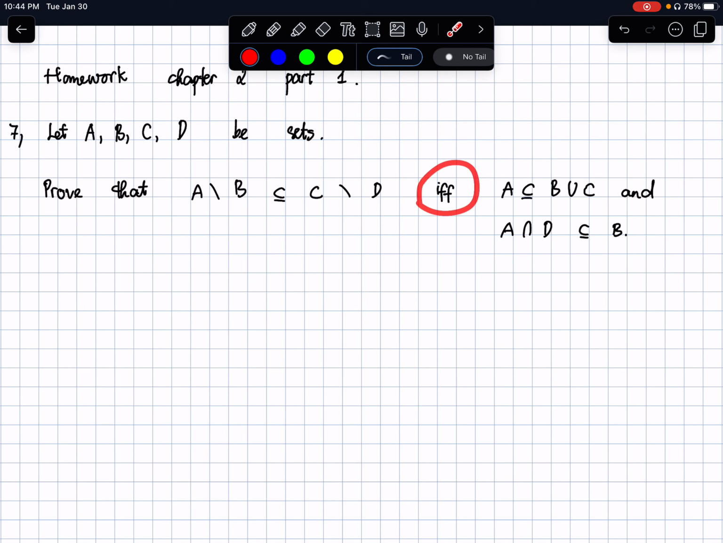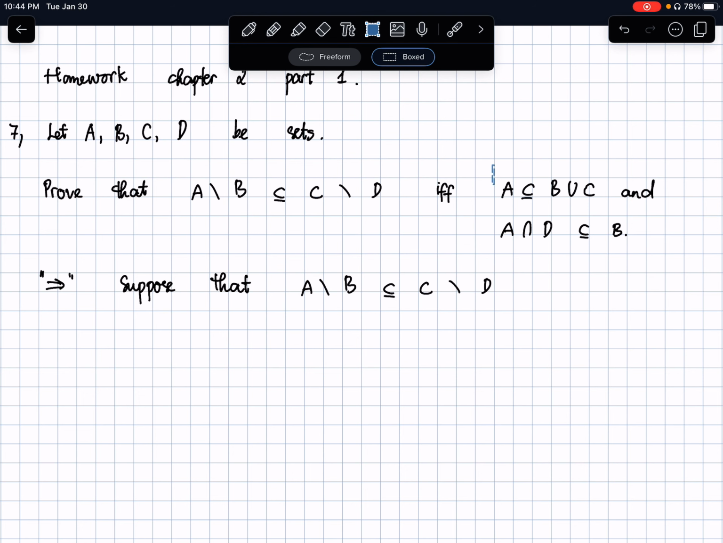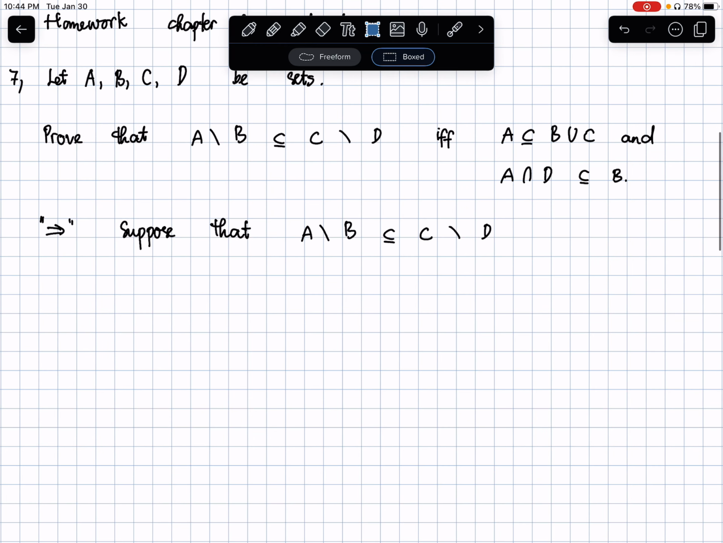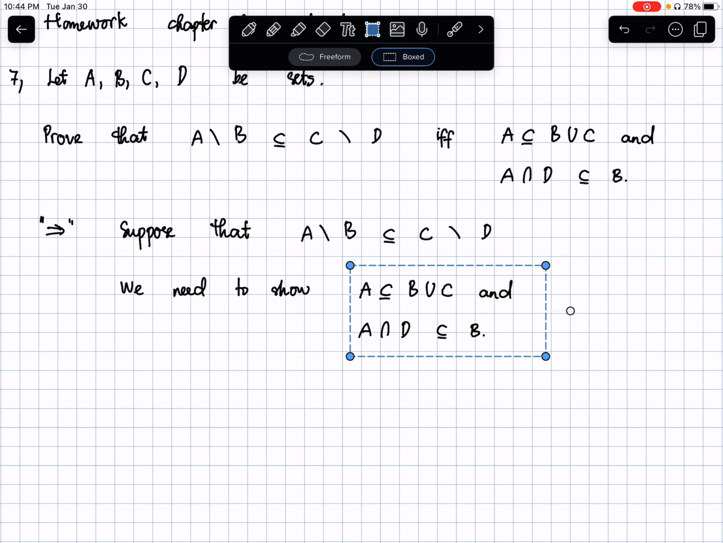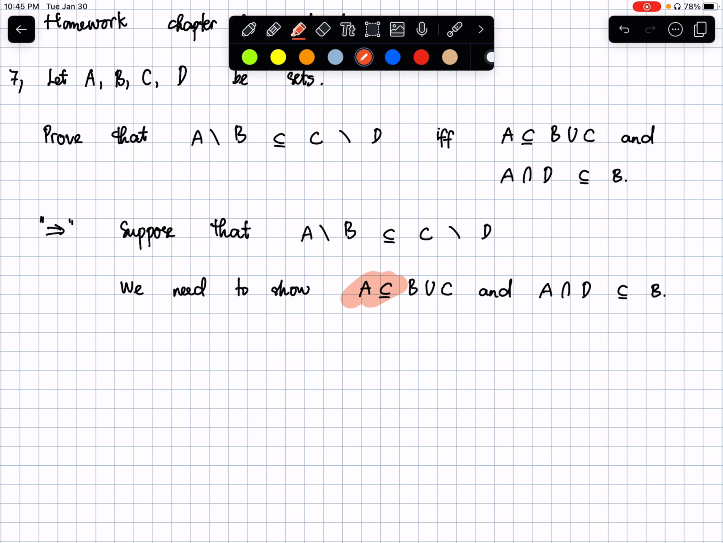Okay, this is a biconditional statement. We need to prove two directions. So the forward direction is, suppose that we have the left hand side. This is our hypothesis. And we need to show the right hand side. We need to show A is a subset of B union C and A intersect D is a subset of B.